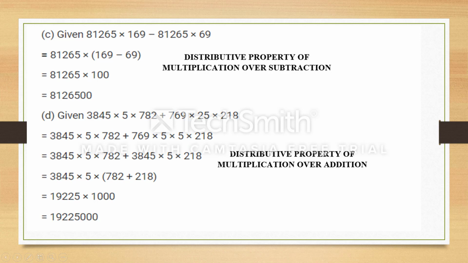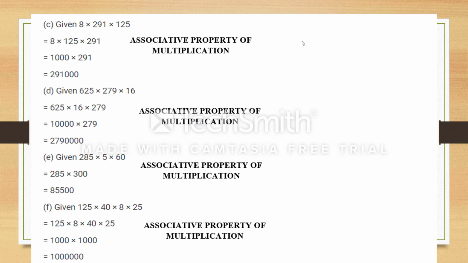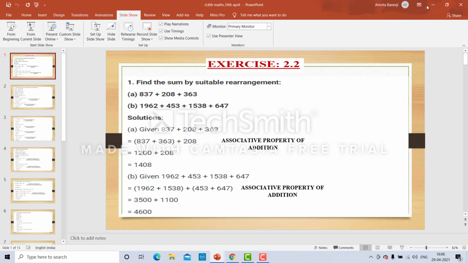So children, we are supposed to mention properties for all the questions. Kindly mention the property which we have used in each and every question. When you are doing the fair work, kindly mention the properties. So this is what I had to say about this exercise 2.2, children.